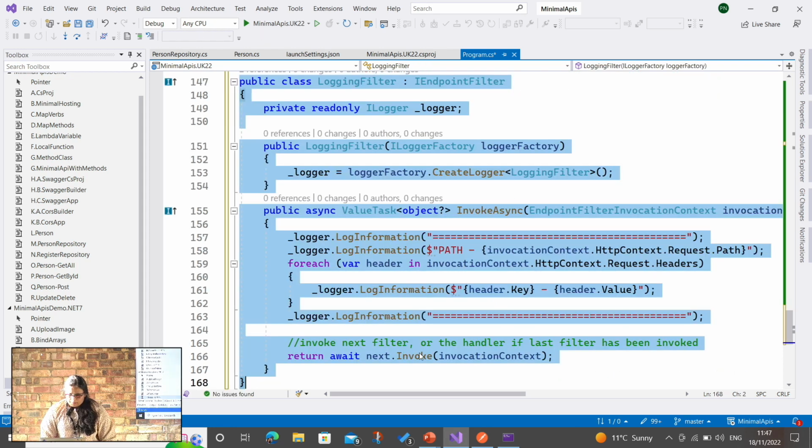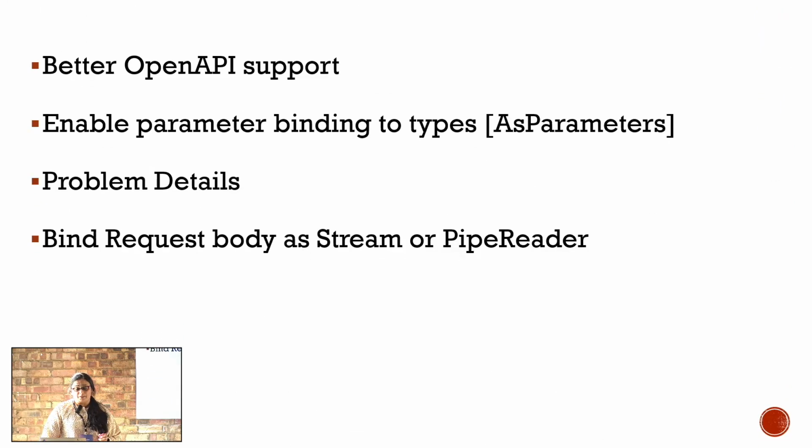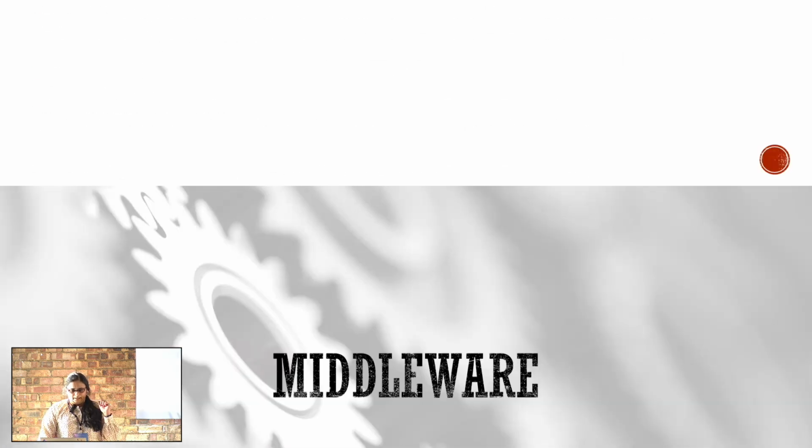So that is a quick whirlwind tour of minimal APIs. But before we finish, we discussed route groups. There are more things in .NET 7 with minimal APIs. There's better OpenAPI support, so you can annotate your APIs and have that metadata in your OpenAPI documentation. You can enable parameter binding to types, so you can send in a couple of parameters and bind them to a single type using the AsParameters attribute. There's support for problem details, which is a nice and friendly, standard way of creating error messages. You can even bind your request body to a stream or pipe reader.